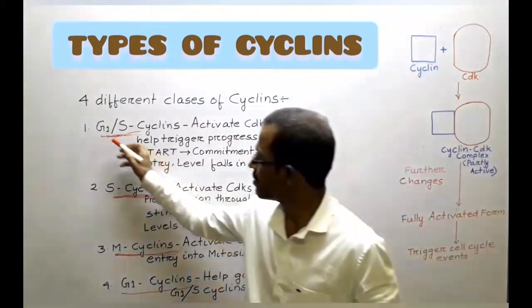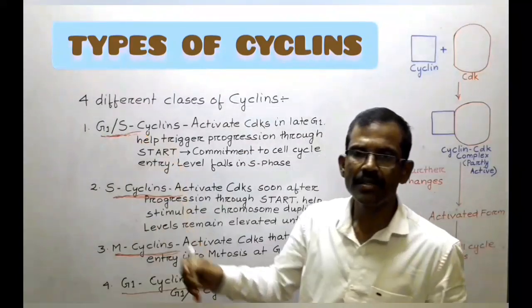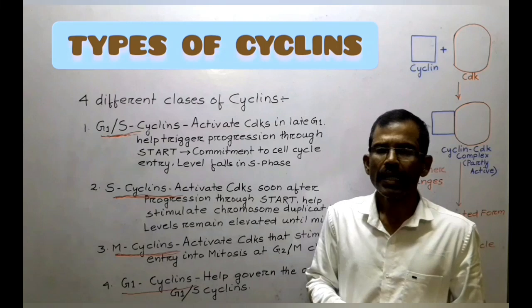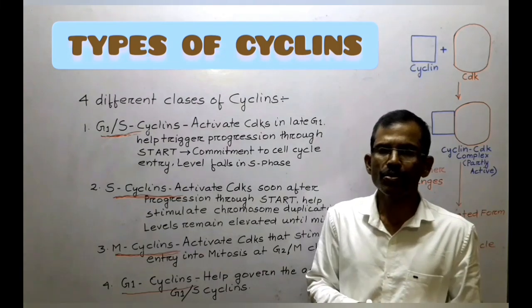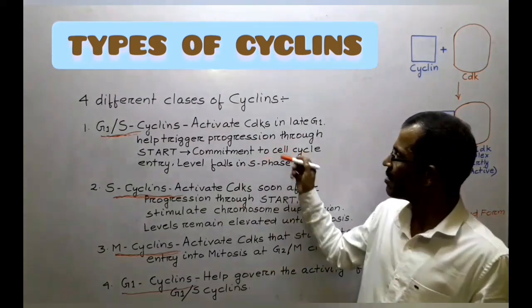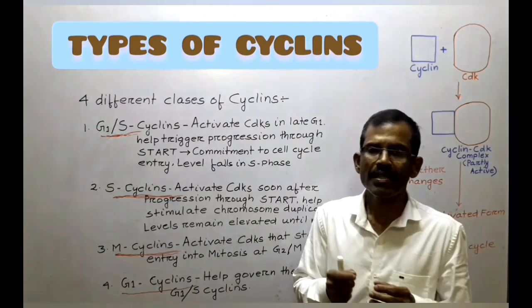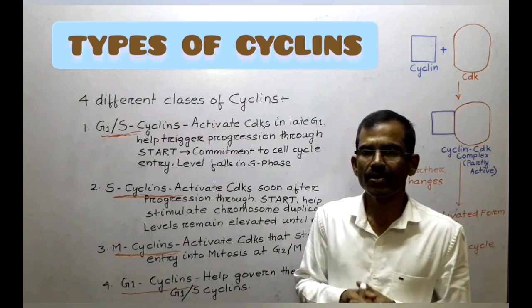First one is G1S cyclins that activate CDKs in late G1. It helps trigger progression through the start that result in commitment to cell cycle entry. Its level falls in the S phase.